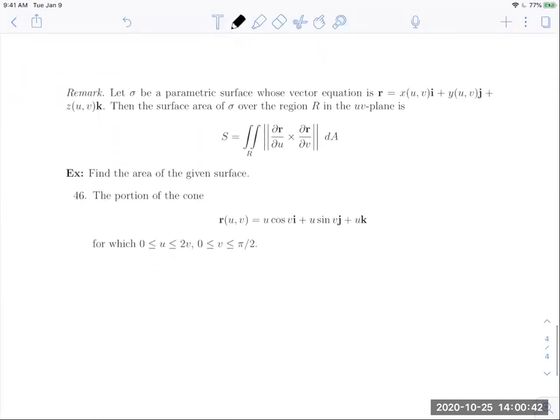All right, so our final example, find the area of the given surface. We want to find the area of the portion of the cone, as defined here, for which U and V are bounded by those inequalities. The nice thing about these problems is sketching the region or the surface is less important because your limits of integration are basically given to you, right? These inequalities are going to provide your limits of integration.